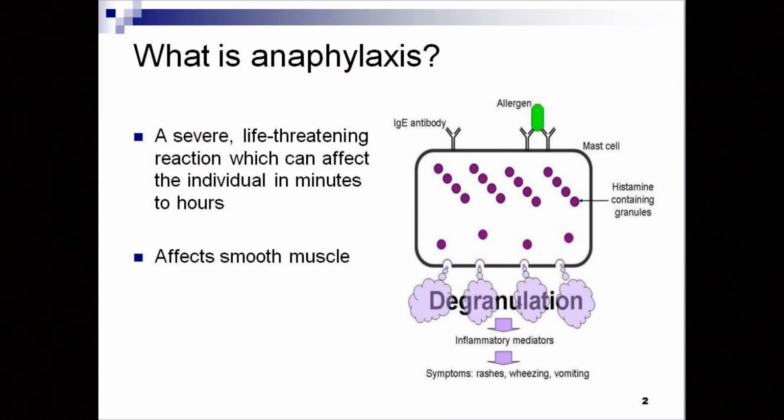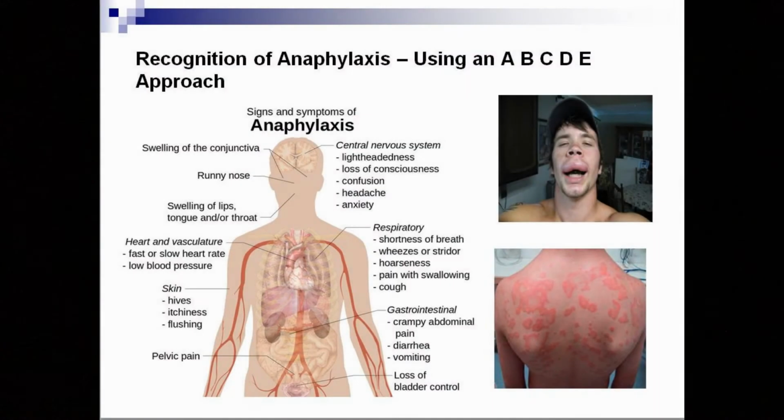Anaphylaxis is a severe life-threatening reaction which can occur at any point in any individual. To spot anaphylaxis, we use the A, B, C, D, E approach. Patients who suffer from anaphylaxis will present with a variety of symptoms. Each time their symptoms can differ and become more severe. The slide illustrates some of the symptoms that might be present in anaphylaxis.